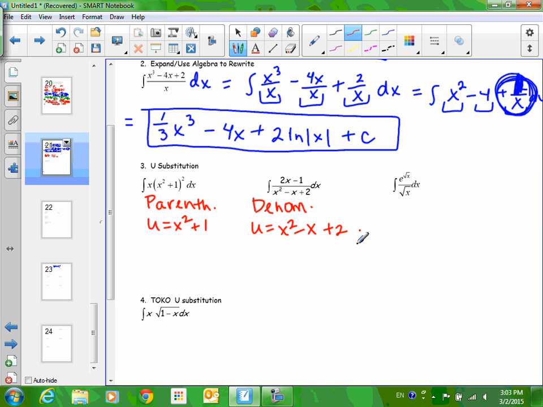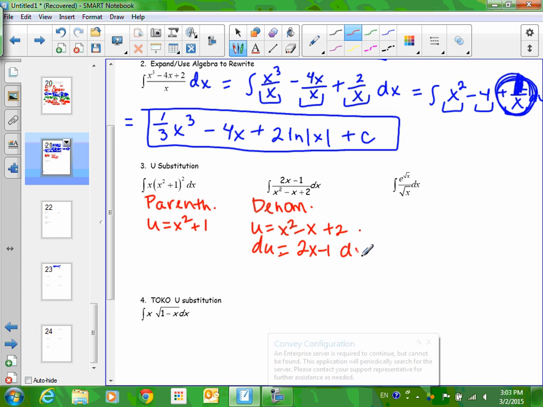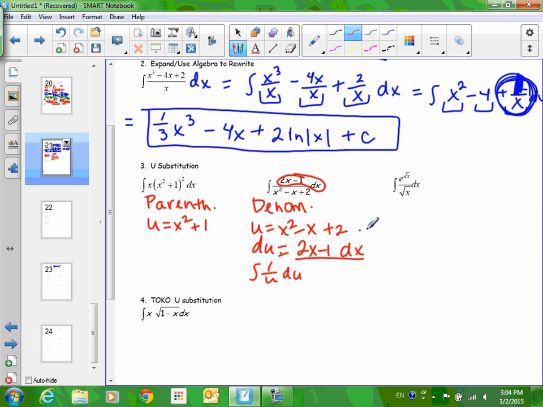You just kind of have to have, here are all my strategies. I try one, that doesn't work. I try something else, that doesn't work. All right, the reason this works out really well in this case is because du is 2x minus 1 dx. See how all that's right there? It works out perfectly. So this becomes 1 over u du. Okay, again, I'm not going to finish that one out, because the setup really is the hardest part.